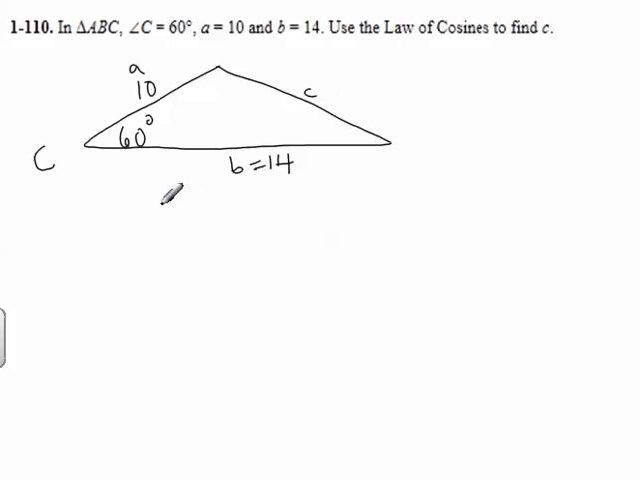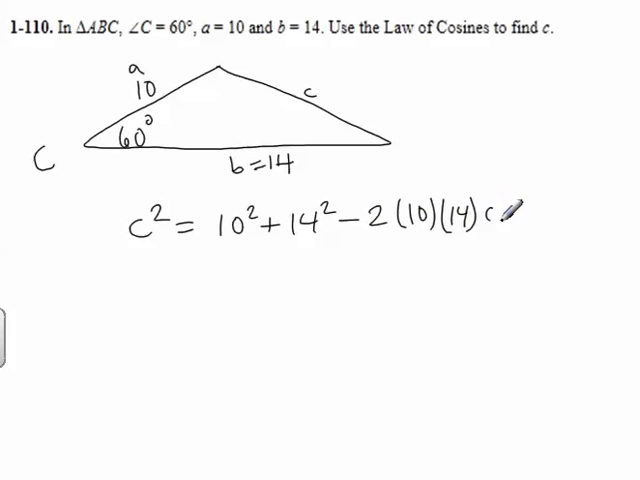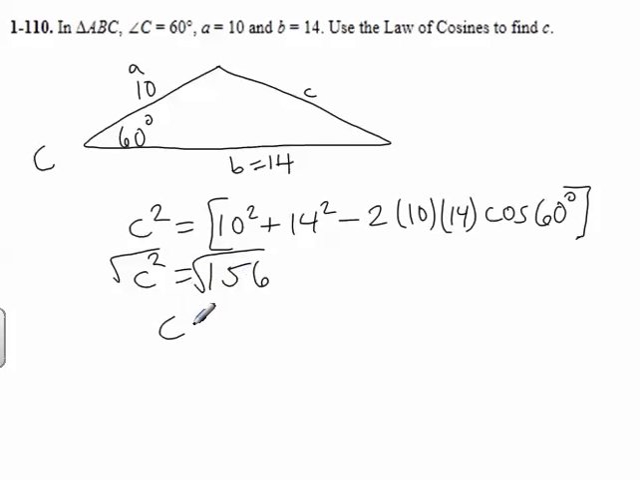Okay, so I don't know c, so I'm going to say c squared equals a squared plus b squared minus 2ab times the cosine of angle C, which is 60. All of this can go directly into the calculator, and here's what we get for c squared: 156. We square root both sides, so the value of c is approximately 12.49 once rounded to the nearest 2 decimal places.